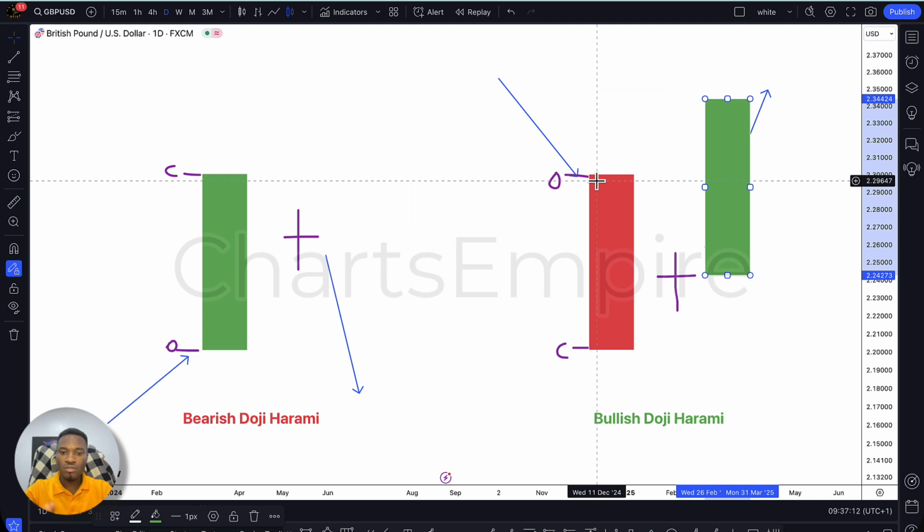In the next section of this tutorial, which is going to be part 4 of how to trade the Japanese candlestick, I will introduce you to the 3 candlestick pattern or the triple candlestick pattern.